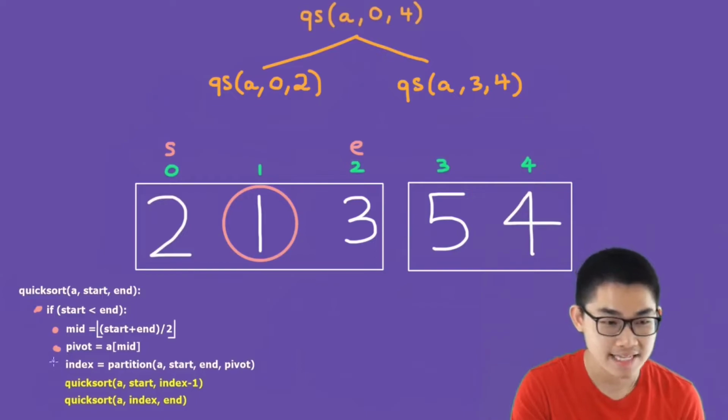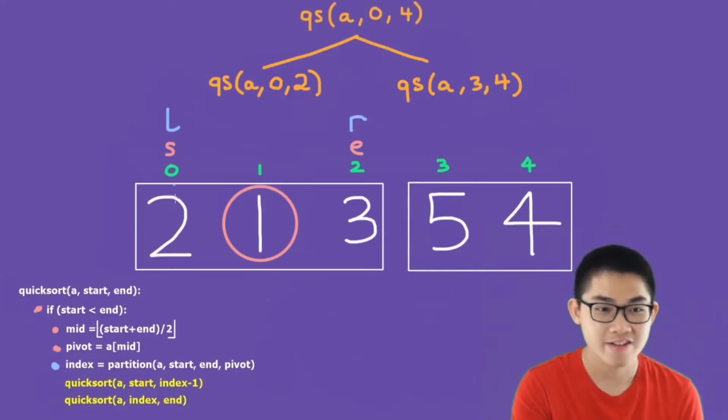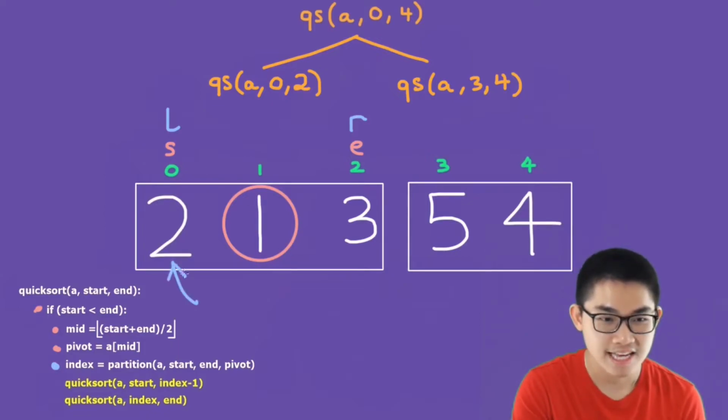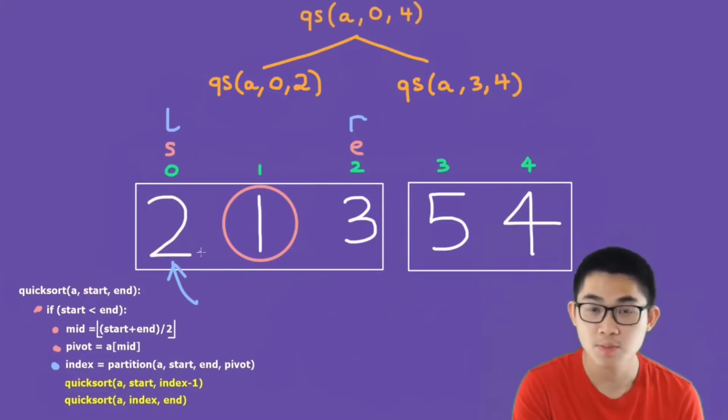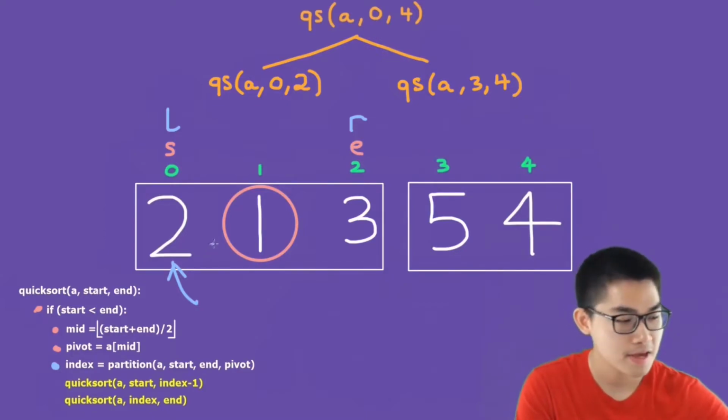The next step is to partition. So we're going to put L here, and then R here. So we say, hey L, look at this number here. Is this number smaller than the pivot, which is 1? And L says, no, 2 is not smaller than 1. So we say, okay L, just stay there.